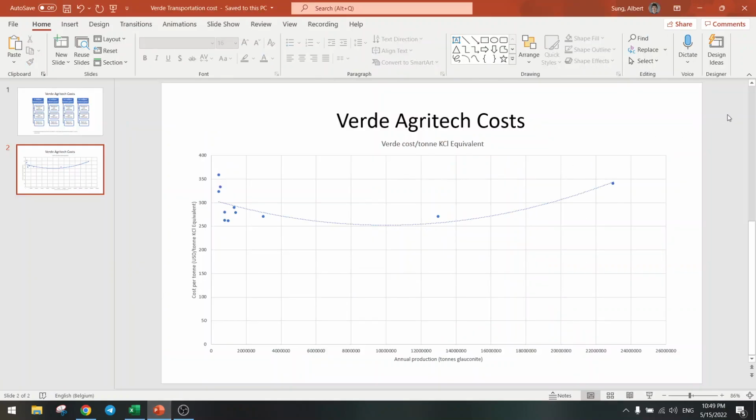So that's all that I wanted to talk about in this video. I actually think that we know our cost per ton curve, and it looks like this. Let's see if I'm right, and I'll see you in the next video.